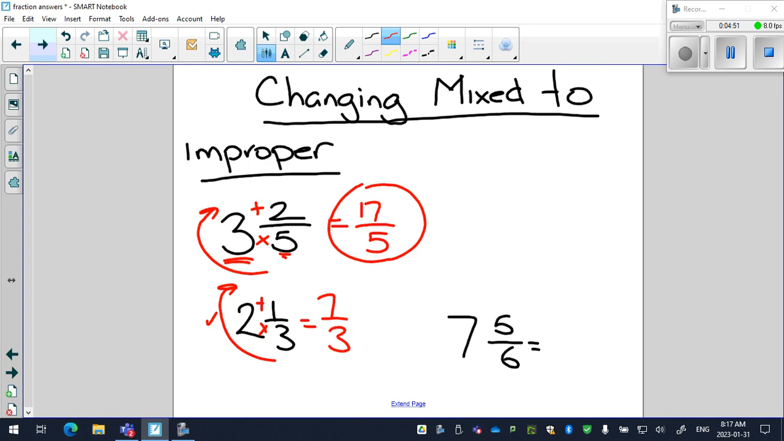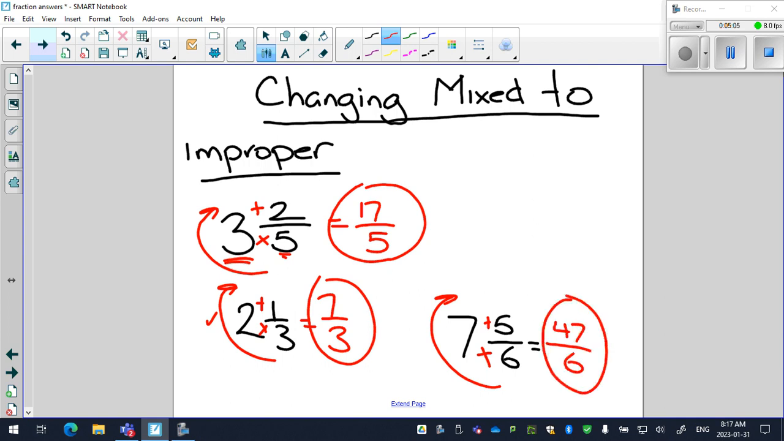There's our improper fraction. And the last example, again, going this way, because sometimes kids go the wrong way: 7 times 6 is 42, and 5 is 47 over 6. And once we have it in this form, then we can start doing our operations with it.